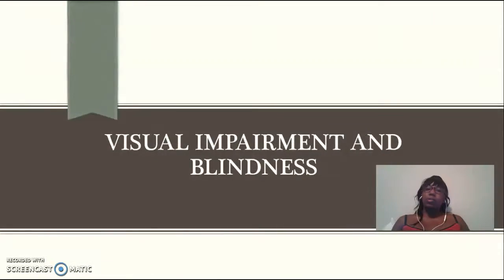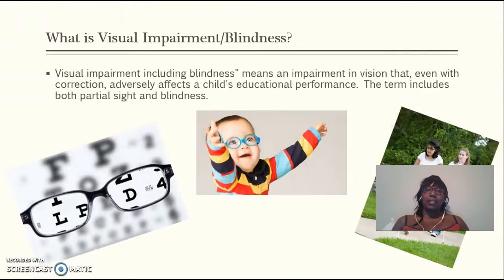All right, visual impairment and blindness. So visual impairment includes blindness. It means an impairment in vision that, even with correction, adversely affects a child's educational performance. The term includes both partial sight and blindness.